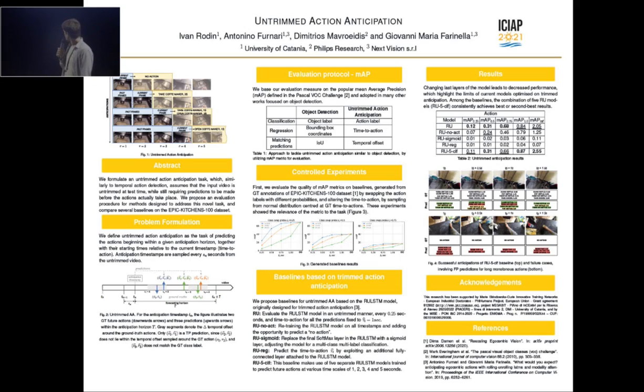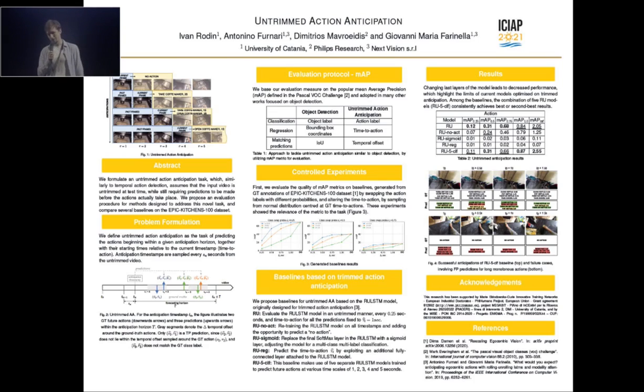To overcome these limitations, we introduced the untrimmed action anticipation task. We propose to generate multiple future class labels along with time-to-action estimates and to evaluate them in an untrimmed manner, like every 0.25 seconds. We propose to use mean average precision as the evaluation metric for the task, and we perform 2 types of experiments. First, we have a series of controlled experiments to justify the selection of the metric.